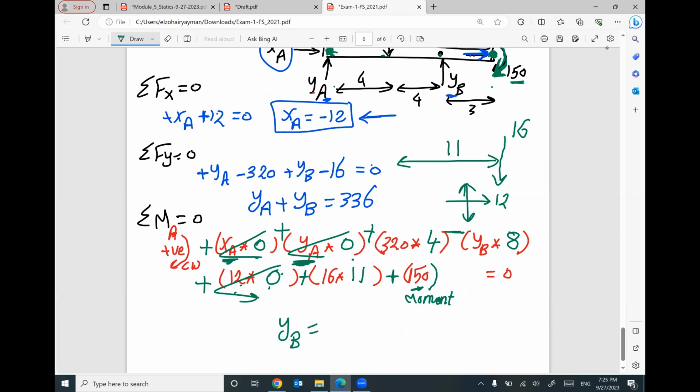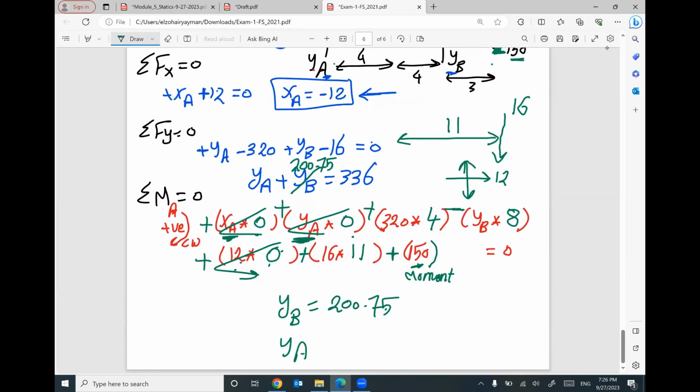It will be 320 times 4 plus 16 times 11 plus 150, divided by 8. I got 200.75. Go back here and put YB equal 200.75. Then I can find the value of YA. It will be 336 minus 200.75, which is 135.25.